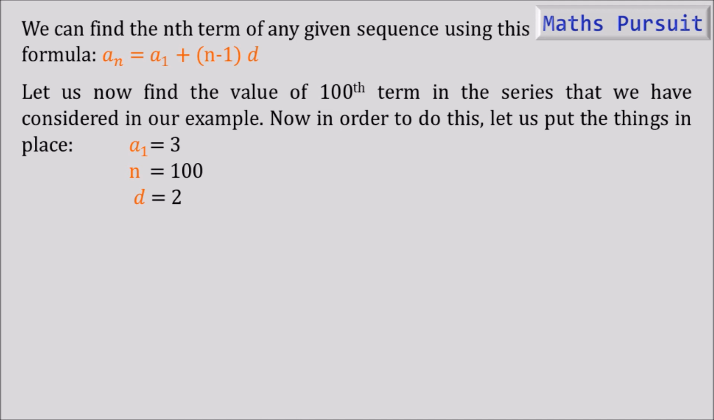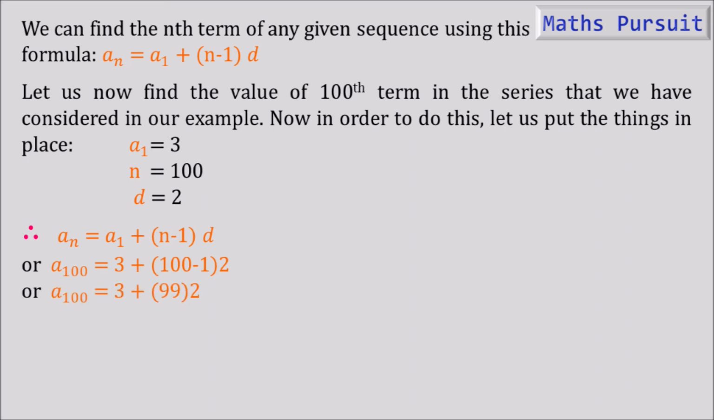Now putting these three things in our formula, AN is equal to A1 plus n minus 1 into D. Let us replace these values in this formula. So we can write A100 is equal to 3 plus 100 minus 1 into 2. Here AN is nothing but the nth term, so we are writing it as A100, and A1 is 3, so we are replacing the value of A1 with 3, replacing n with 100, and finally replacing d with 2. So this is the equation that we got.